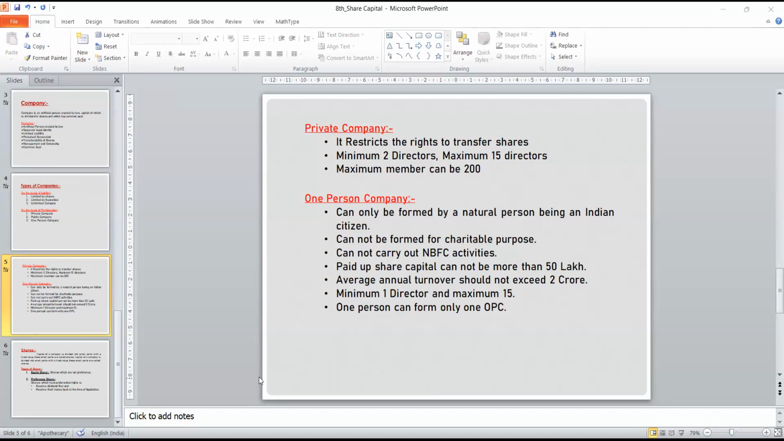So how many types of preference share we have discussed? The two. Which one? So based on redemption and based on convertibility. Okay.